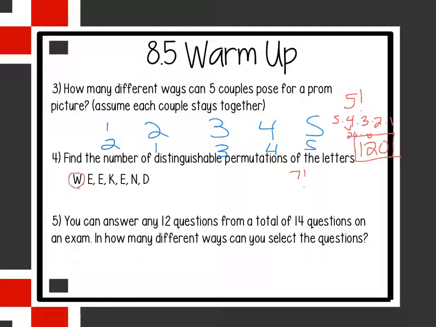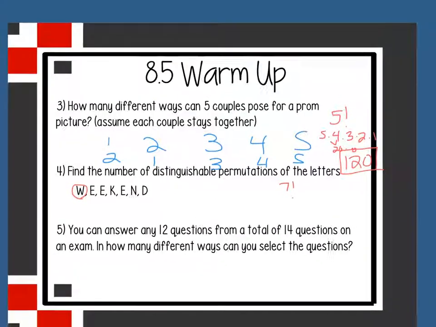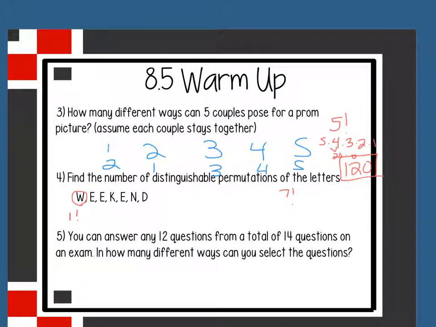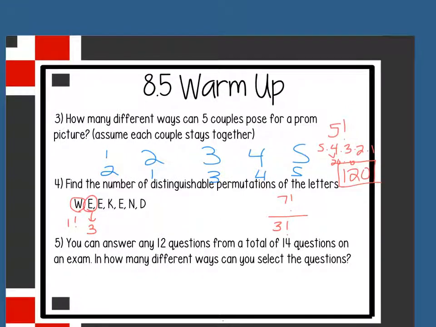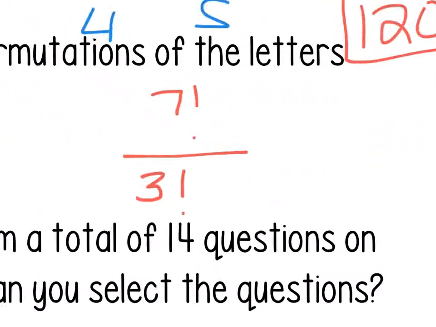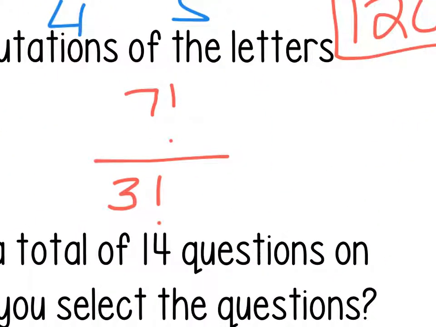And then W only appears once. Technically, that would be a 1 factorial, but that's 1, so I don't even have to put it underneath. How many times does E occur? 3 times. So I've got this over 3 factorial. And then I already accounted for the E. How many times does K occur? Once. I don't need it. E is already accounted for. How many times does N occur? Once. And D? So the only one I really have to include is that 3, because this would be the same thing as 1 factorial, 1 factorial, 1 factorial.